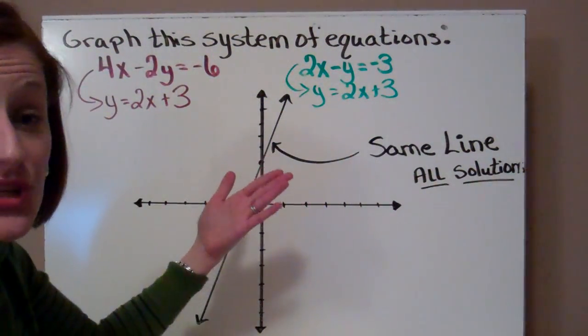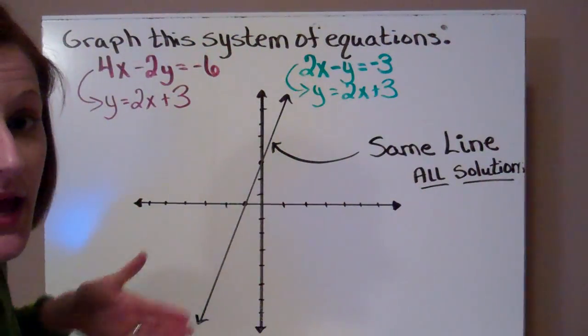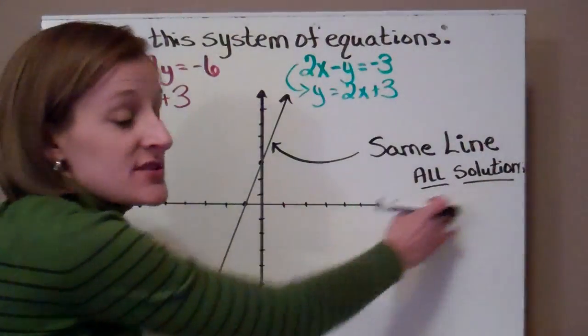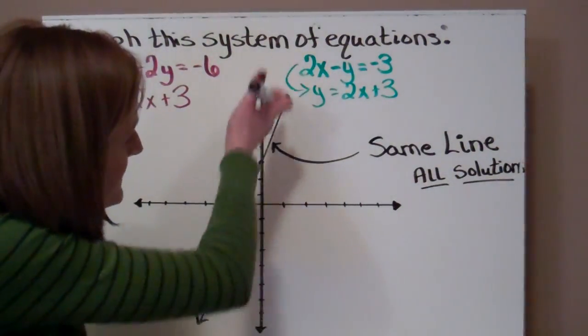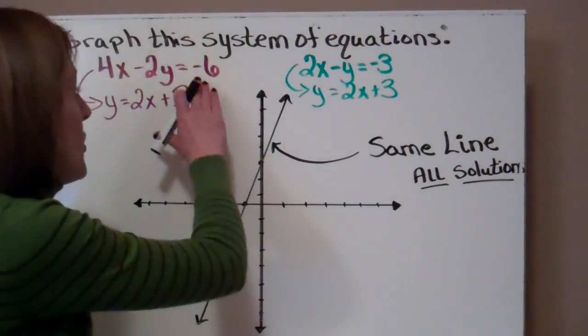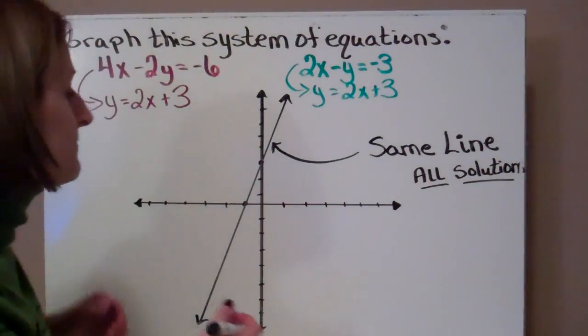It's the same equation. Since it's the same equation, it's the same line, and your solution actually is going to be all solutions, because any point on this line is going to be a point on both this line and this line, since they're the same equation.